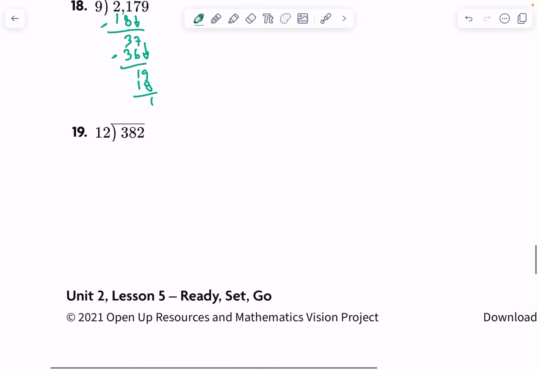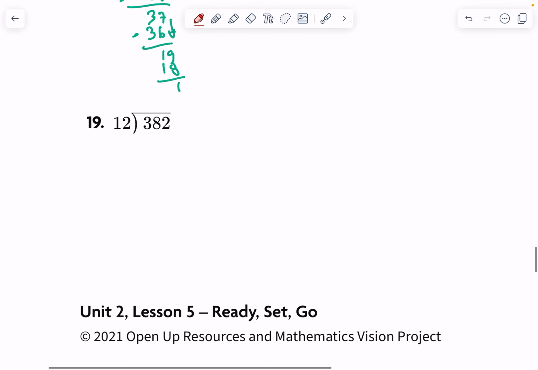Okay? Let's do 12. So 12 goes into 3 0 times. 12 goes into 38 3 times, so that's 36. This is 2, bring down the 2 here. 12 goes into 22 just 1 time, right? 1 times 12 is 12. Subtract them, and you get 10. This is your remainder, so remainder 10.